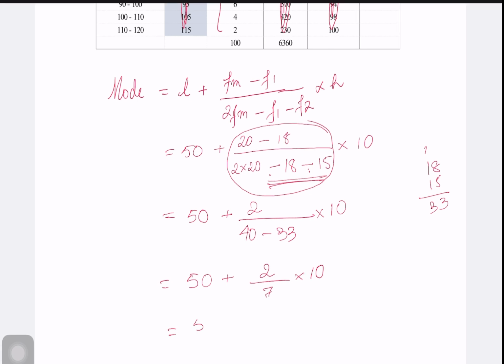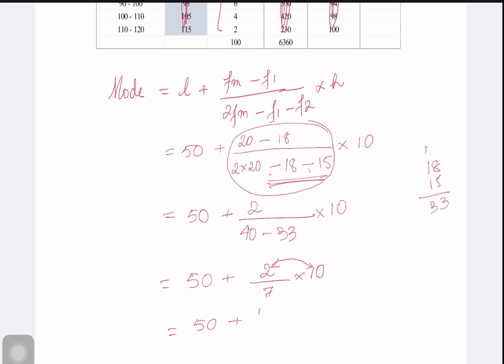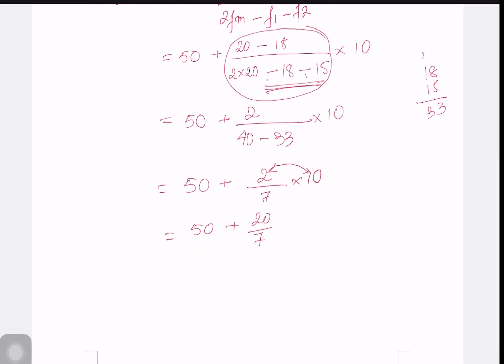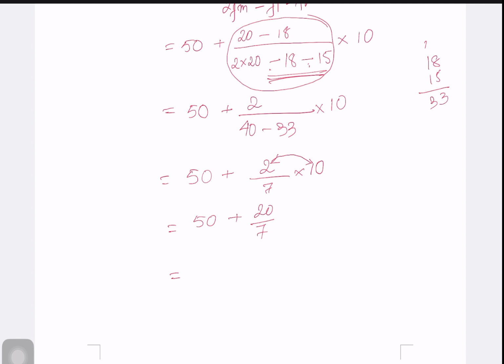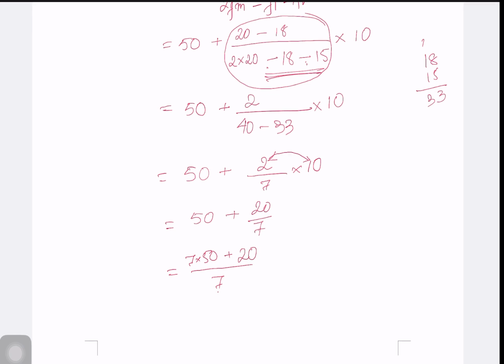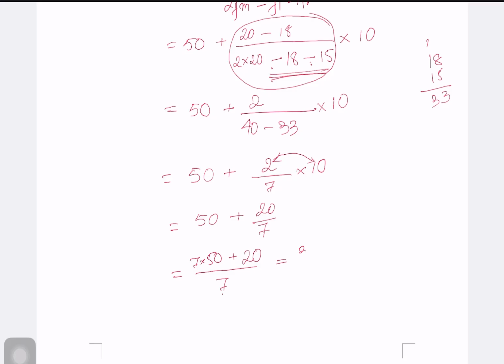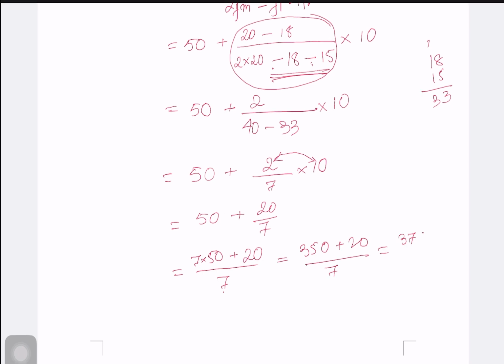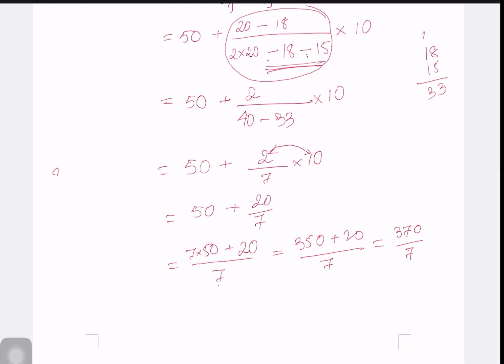So we have 50 plus, you have to multiply the numerator, so we have 20 by 7. Next, we can take LCM or we can just cross multiply. 7 into 50 plus, so 7 divided by 7, we have 1. 20 into 1 is 20. So I will write this side. 7 5s are 35, 0, plus 20 divided by 7. So what do we have? 370 divided by 7.